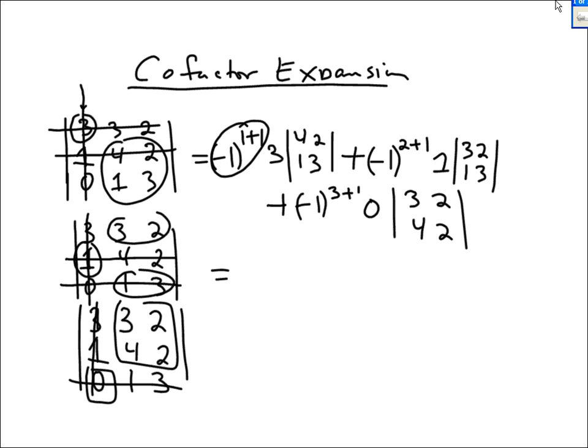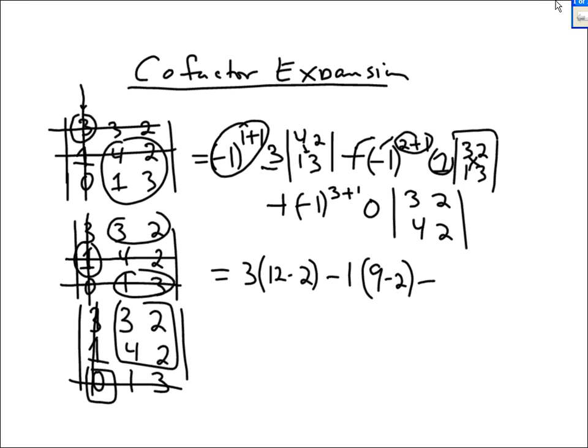-1 to the 2. 1 plus 1 is 2. -1 to the 2 is 1. Times 3 is 3. Times that determinant. It's 4 times 3 minus 2 times 1. That's 10. -1 to the 3 is -1. Times 1 is -1. Adding a -1 is the same as taking away 1. Times the determinant, 9 minus 2.